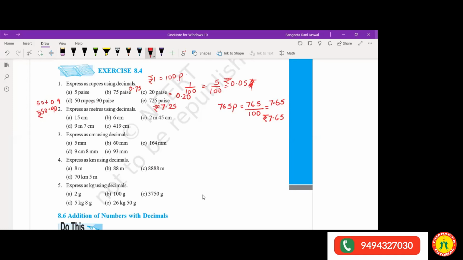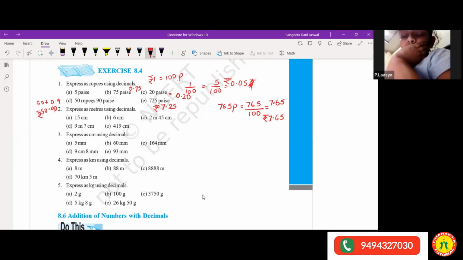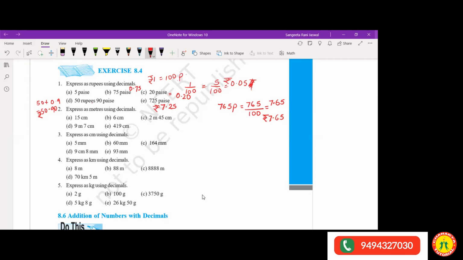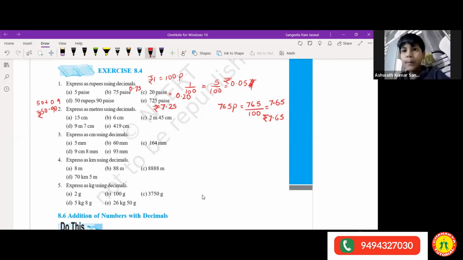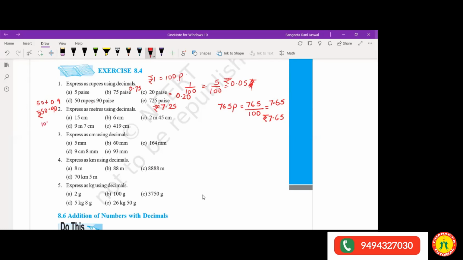Now express as meters using decimals. Now you will be expressing this in meters. The first one is 15 centimeters. 100 centimeters makes 1 meter.